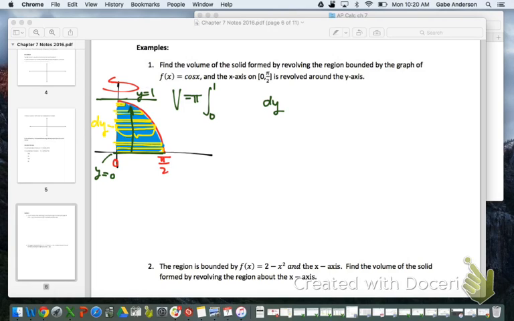And then I have radius squared. So I'm going to just put blank parentheses squared. Let's talk about this now.